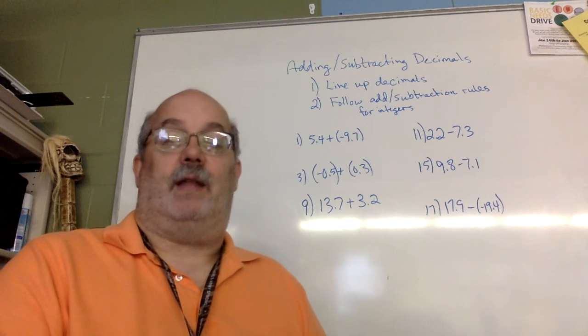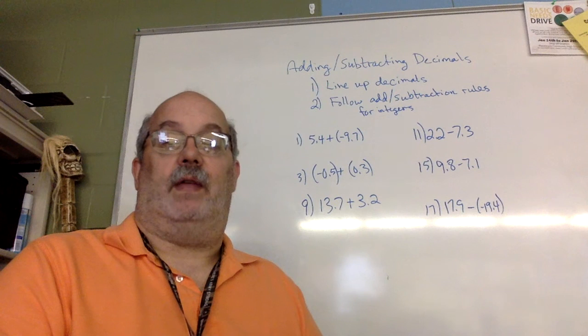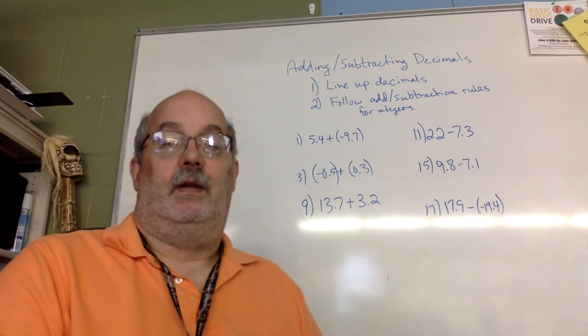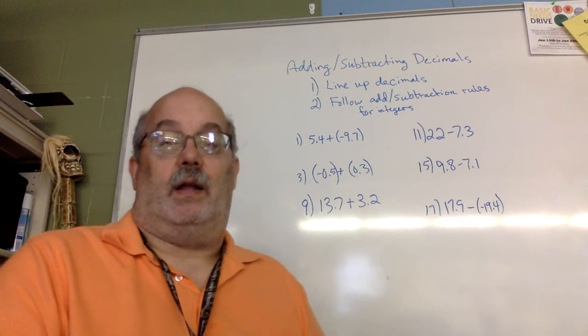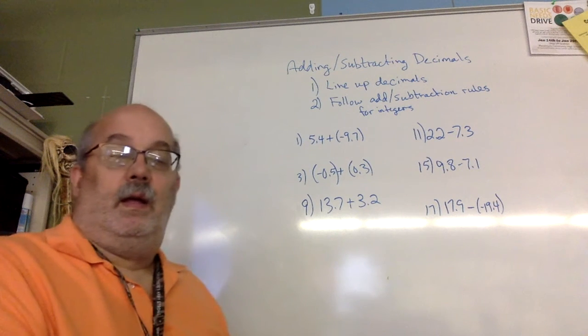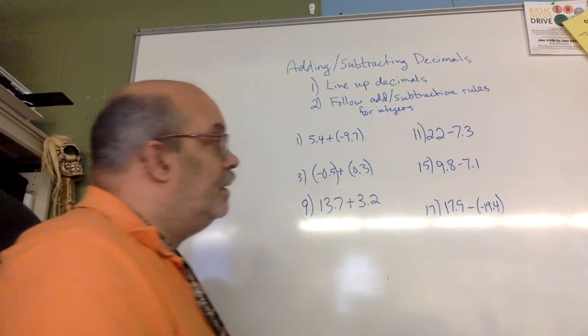First rule is to line up your decimal points. Then you're going to follow the addition and subtraction rules for integers or for any numbers. So let's start with our first one, negative 5.4 and 9.7.